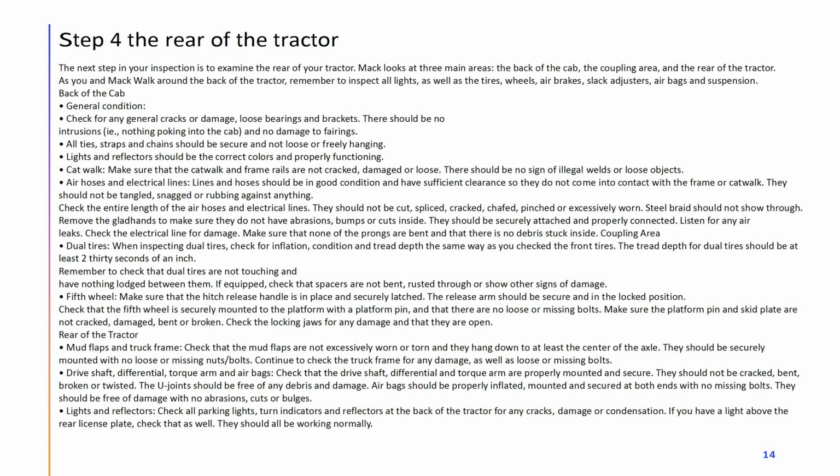Air hoses and electrical lines. Lines and hoses should be in good condition and have sufficient clearance so they do not come into contact with the frame or catwalk. They should not be tangled, snagged, or rubbing against anything. Check the entire length of the air hoses and electrical lines. They should not be cut, spliced, cracked, chafed, pinched, or excessively worn. Steel braid should not show through.